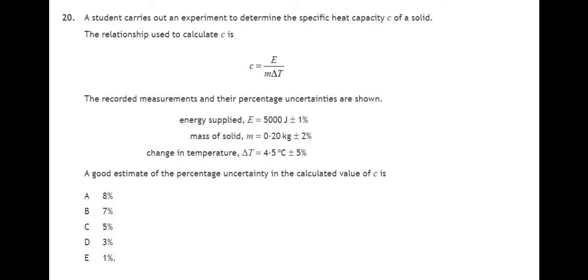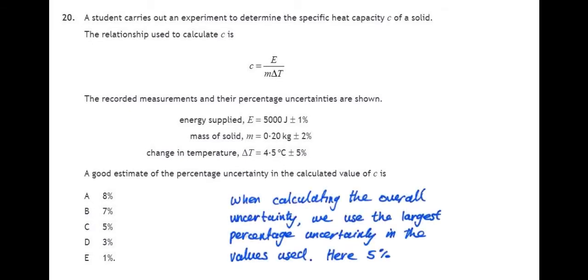So in this case, the biggest one is that one. Change in temperature, 5%. Therefore, the estimate of the percentage uncertainty in the combined value will also be 5%. Answer C. And there we have it.